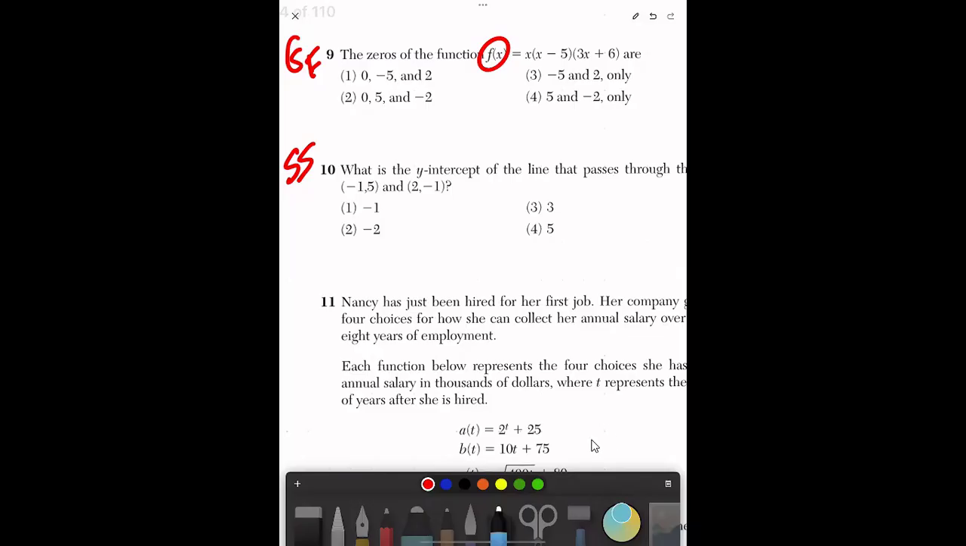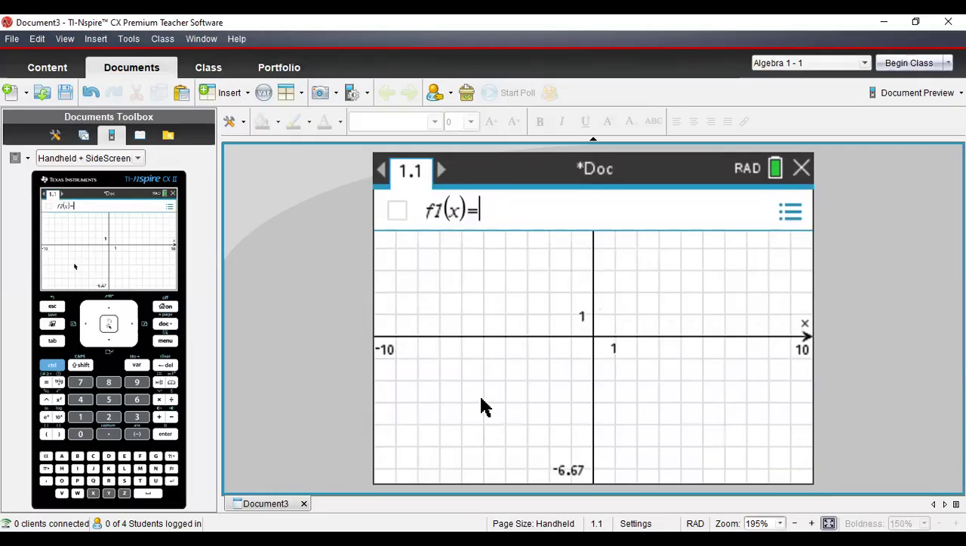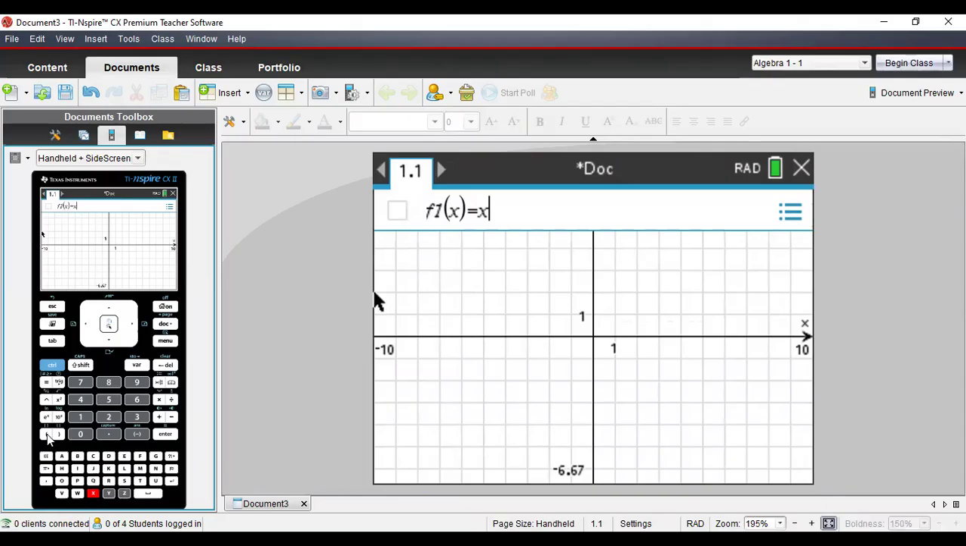All right, so all I'm going to do is let me go grab the calculator. Let me get rid of this. So we're going to go here. Now I want to show you something because I want you to see what needs to happen. So this is going to be x minus 5. Whoops, x minus 5 parentheses and then 3x plus 6.